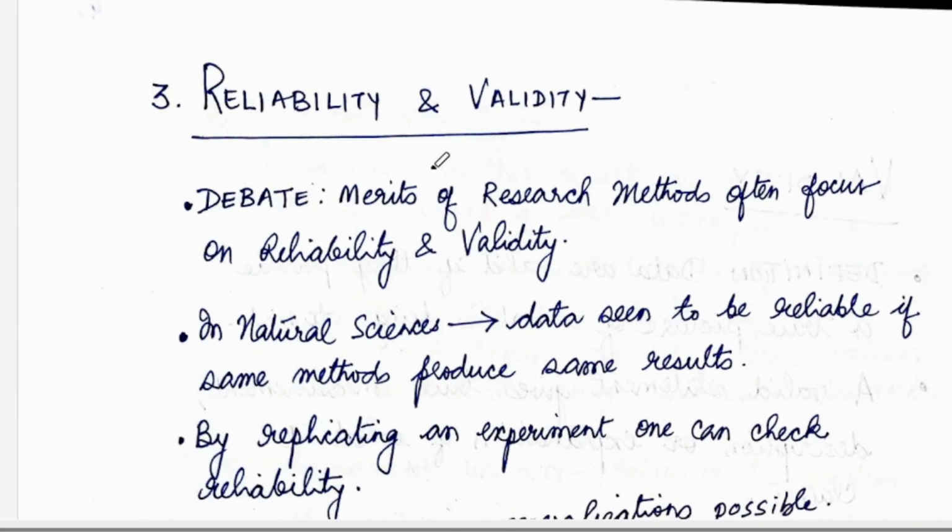Now we come to one of the most discussed areas in sociological methodology, the debate around reliability and validity. So what is the debate? The debate is about the merits of research methods. What kind of research methods are we choosing? The merits of these often focus on reliability and validity. So what does it mean?